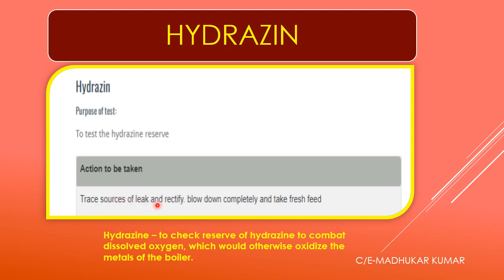Trace the source of leak and rectify it if anything is there. Blow down completely and take fresh feed. This is to check the reserve of hydrazine to combat the dissolved oxygen which we have discussed, which would otherwise oxidize the metals of the boiler, and corrosion will occur.